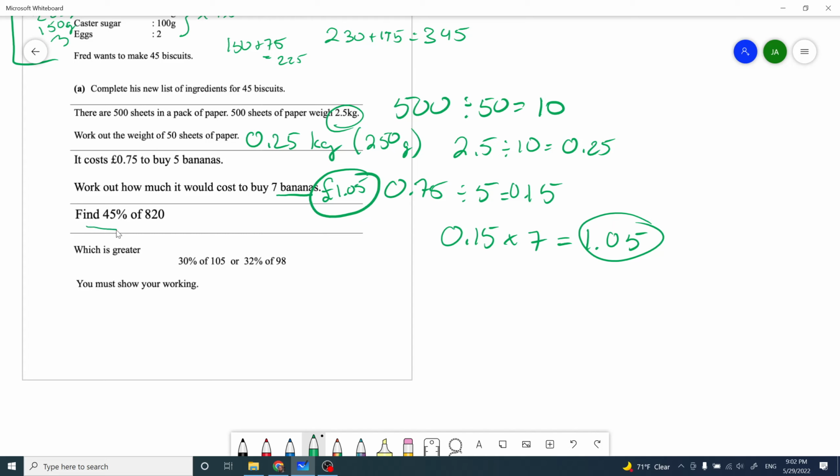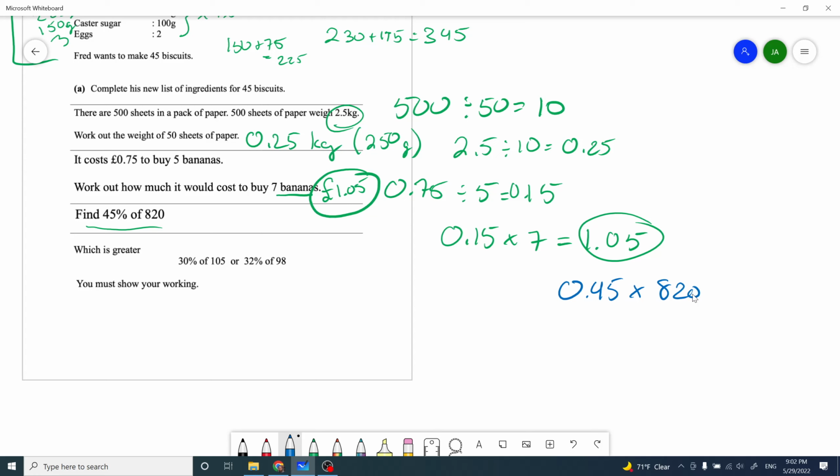Okay, find 45% of 820. If you like multiplying decimals, or if you have a calculator, a very quick way to do this will be to simply convert 45% into a decimal. Let's use a different color here, 0.45, and multiply it. You can multiply this, and this will give you your answer. There are no further steps.